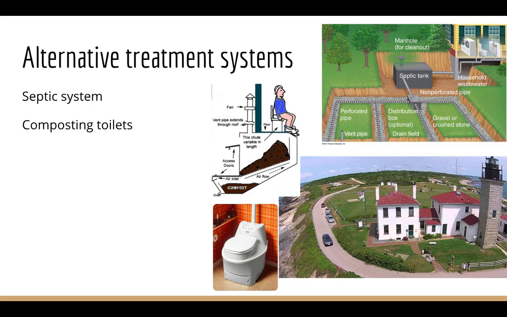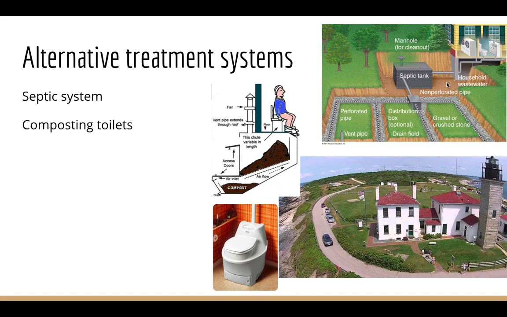Now, if you're outside of the municipal wastewater system, your wastewater might not go to the wastewater treatment plant. You might have an alternative system. One alternative is to have a septic system. For septic systems, you've got your septic tank here, then you've got your leach field here, and you've got your household wastewater coming in.